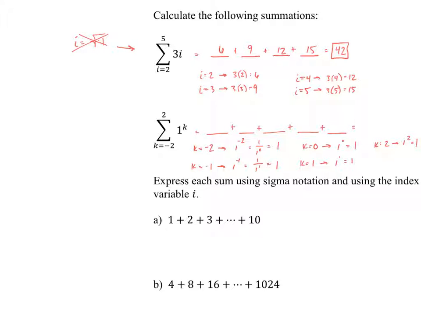Okay, so we got 1 plus 1 plus 1 plus 1 plus 1, and that all equals 5. So the value of this summation is actually 5. Not as crazy as it looked like it was at the beginning. I hope none of you were scared off by the negative 2 there.